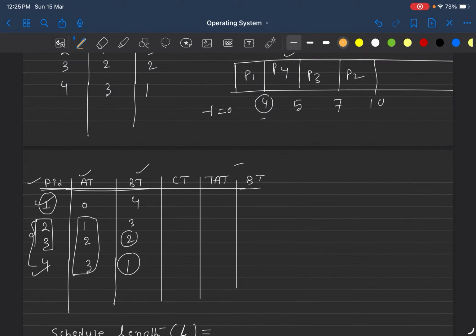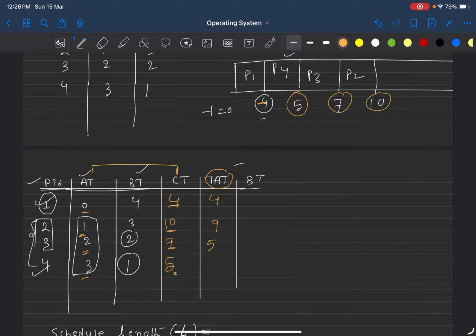What is the completion time of process P1? That is 4. What is the completion time of process P2? That is 10. Of process P3? That is 7. Of process P4? That is 5. Turnaround time will be completion time minus arrival time. So 4 minus 0 is 4. 10 minus 1 is 9. 7 minus 2 is 5. 5 minus 3 is how much? 2.